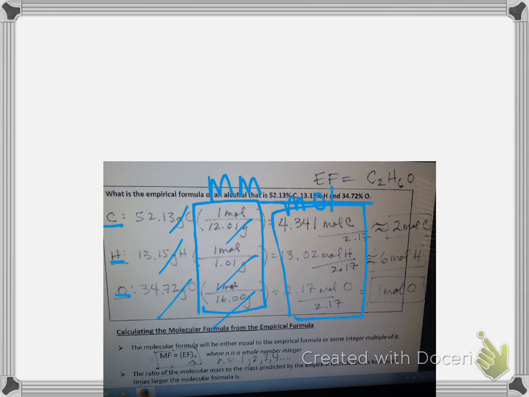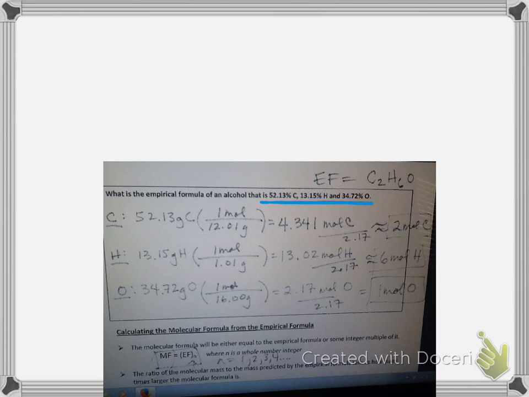So 4.314 moles of carbon, 3.02 moles of hydrogen, 2.17 moles of oxygen. This is the mole ratio if I had 100 grams. What would be the simplest mole ratio, though? I took my mole ratio, that wasn't simplest, nor was it whole number, and I said, what's the smallest moles in this group? It was 2.17. So I divided every mole by 2.17. When I did that, what I got was a simplest ratio. When you divide a mole ratio by the smallest number, you get the simplest ratio.